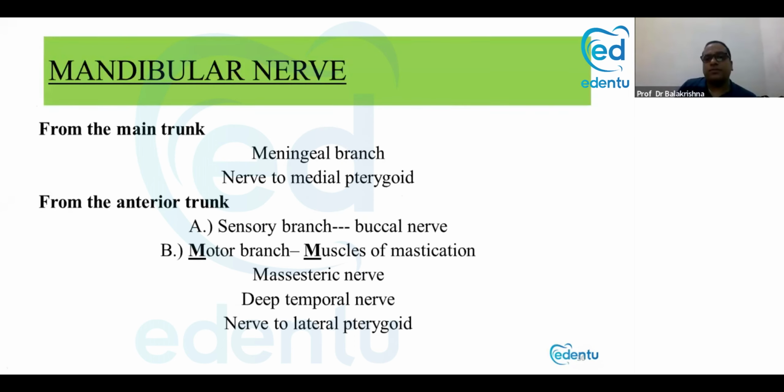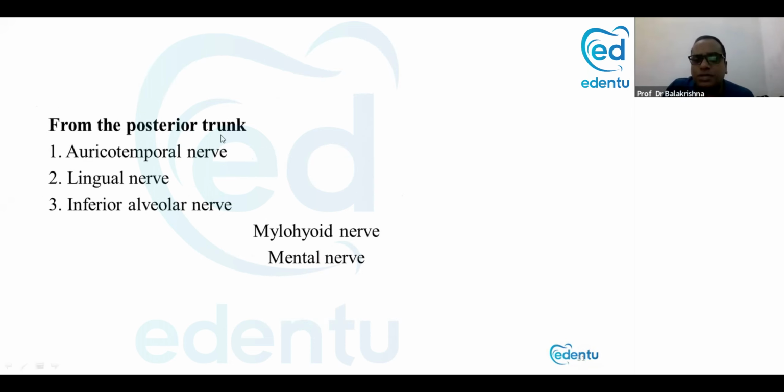Similarly, mandibular nerve. Mandibular nerve again has three major sub-branches from the main trunk: meningeal branch, and up to medial pterygoid. These are the muscles of mastication. From the anterior trunk, sensory and again motor branches. So these names are there, you can learn them. And from the posterior trunk, auriculotemporal, lingual, inferior alveolar. This inferior alveolar nerve is the one which we block, anesthetize, and extract the lower teeth, lower molars, during extraction. We block the inferior alveolar nerve. These are the branches of the trigeminal nerve: ophthalmic, maxillary, mandibular.